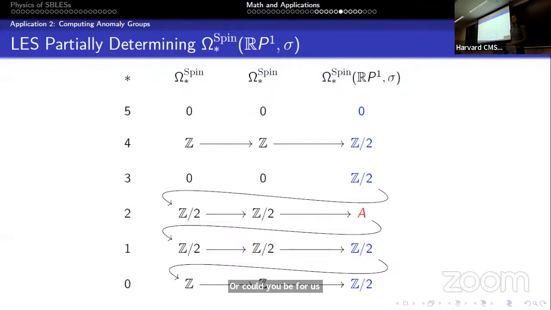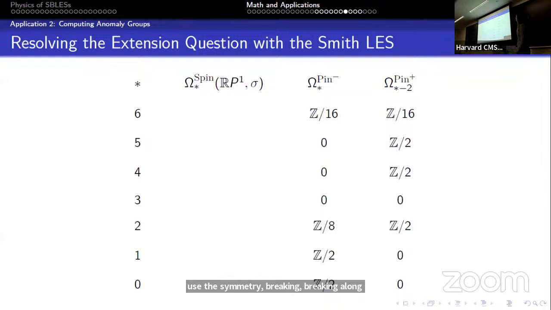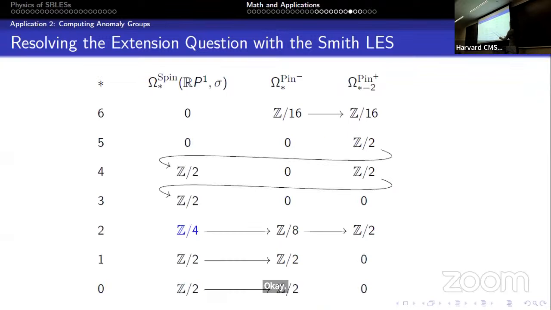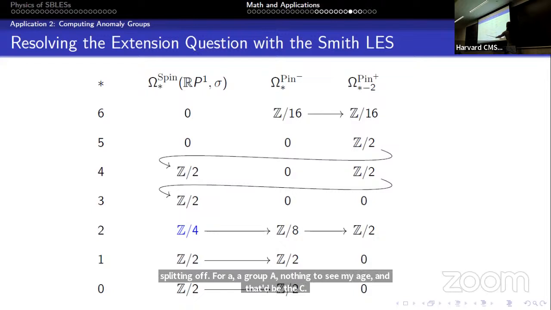It's not determined. So now, instead of doing this, let's use the symmetry breaking long exact sequence, the Smith long exact sequence. There, again, it was going between pin minus and pin plus. Now I fill in those groups of anomalies. So that's a Z16. Okay. Now I can complete the long exact sequence. Using this long exact sequence, I can now deduce that the group I wasn't sure about before happens to be a Z mod 4, because I have a short exact sequence where a group A maps to Z mod 8 and maps to Z mod 2. The kernel of this map has to live in Z mod 4.